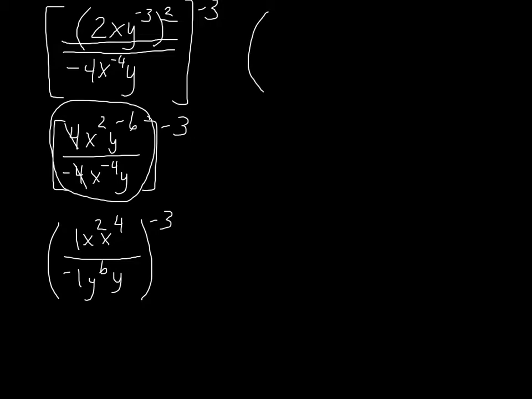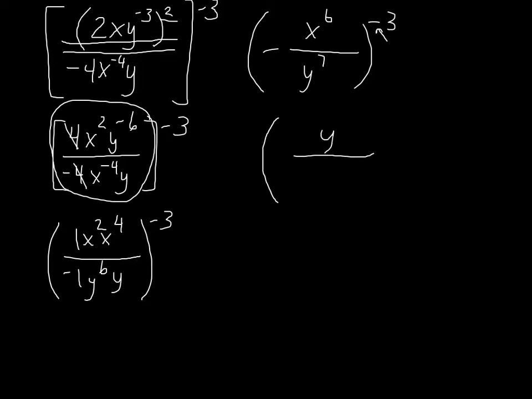Now the next part is I can combine those bases. So as I said before, I can move that negative out front, and I'm left with x to the 6th on top and y to the 7th on the bottom, and that is to the negative 3. Now what I want to do is deal with the negative first. I don't want to do the negative 3 together because it could be confusing. When I take that negative through, that flips everything.